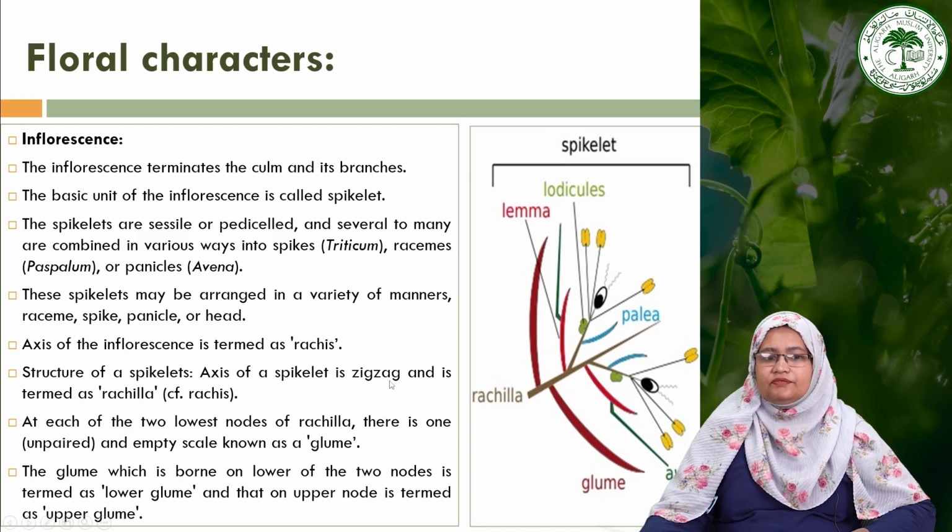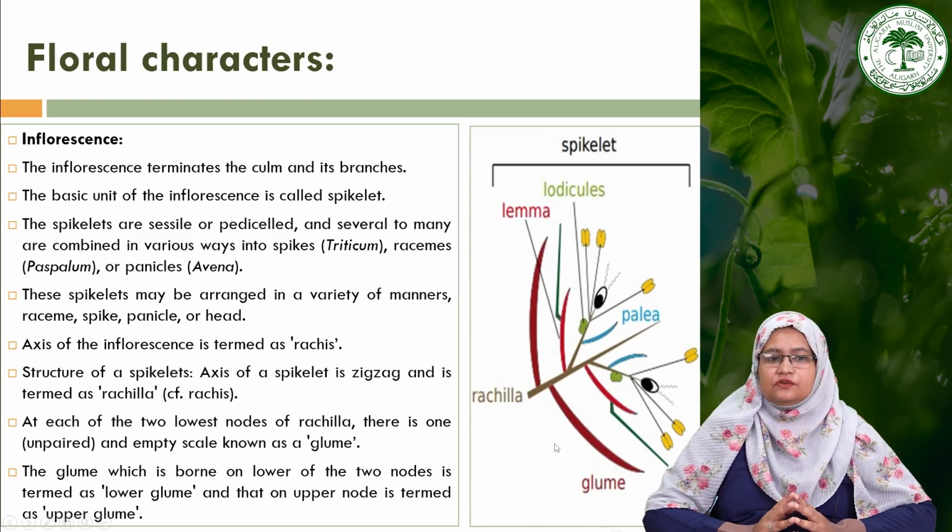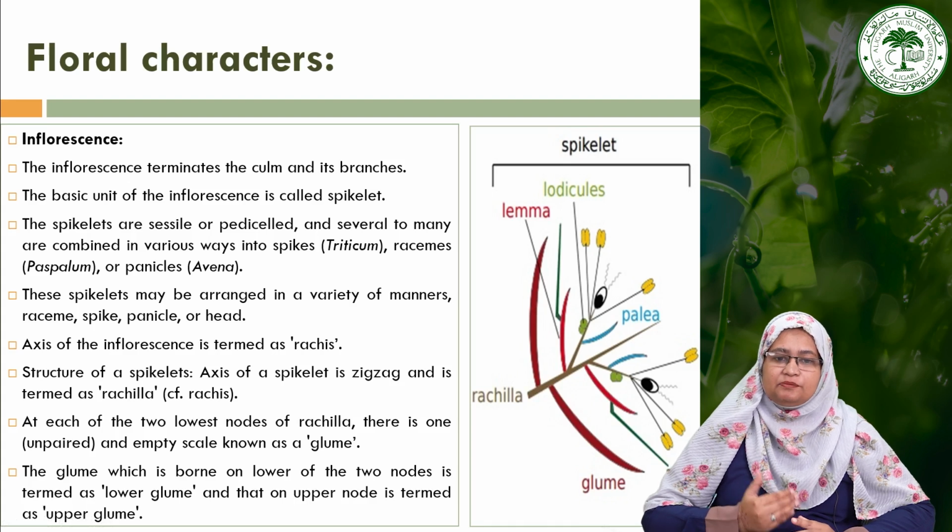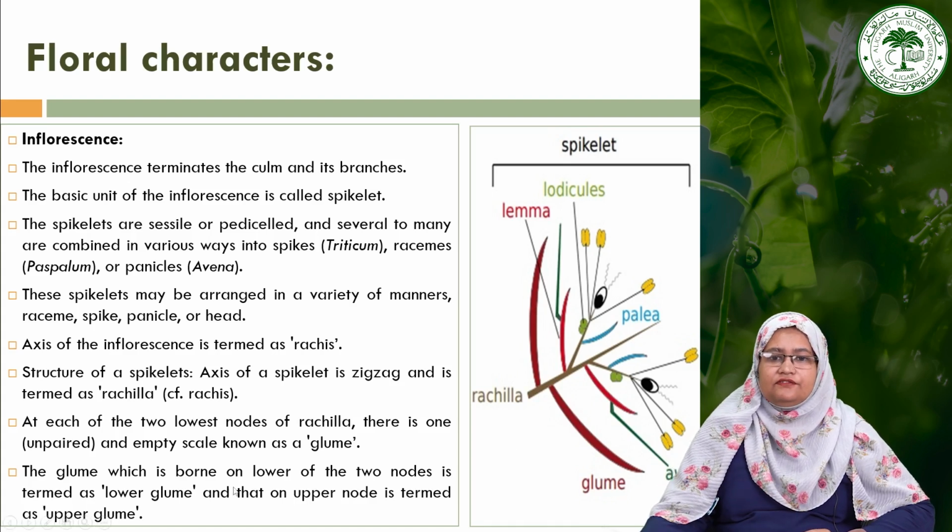In the structure of the spikelet, you can see here this is the rachis, and the structure has the rachilla. This is only one rachilla here, and at the lowest side there is the presence of one glume. If we see the structure of the spikelet, it has a zigzag rachilla, and at the lowest side there is an unpaired glume. This is the glume, and the glume borne on the lower of the two nodes is termed the lower glume, and the one on the upper is termed the upper glume.